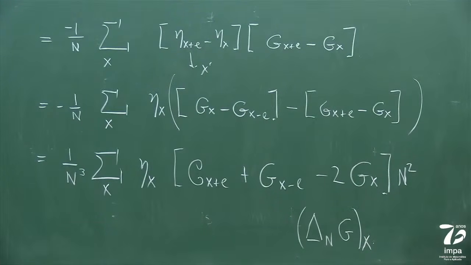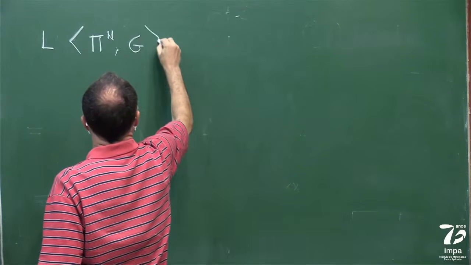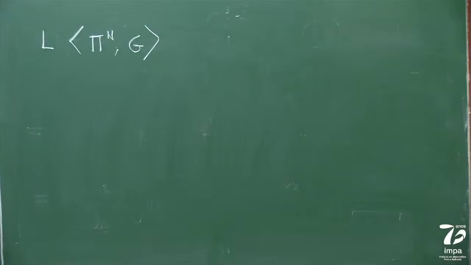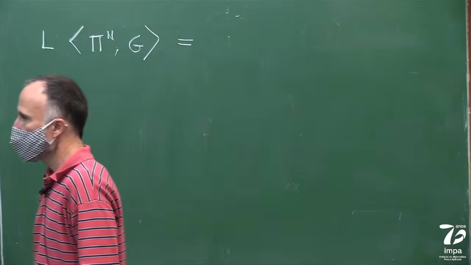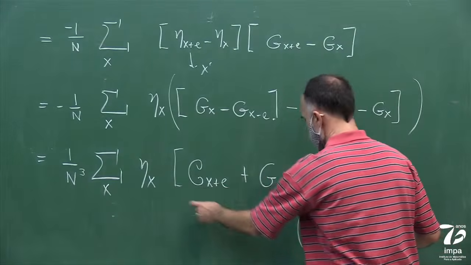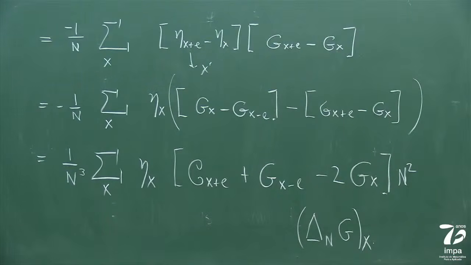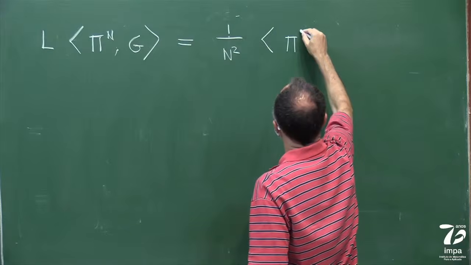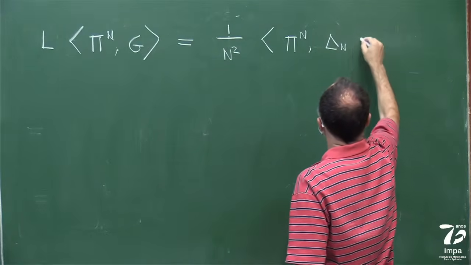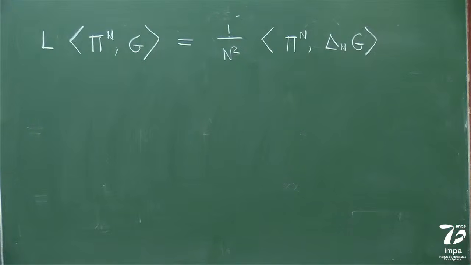so what we proved is that L of pi n g, our function f was pi n g, is equal to what appeared here, the integral of this new function with respect to the empirical measure, with a 1 over n square in front. So 1 over n square, then pi n, the discrete Laplacian of g. We just proved this identity. Okay?